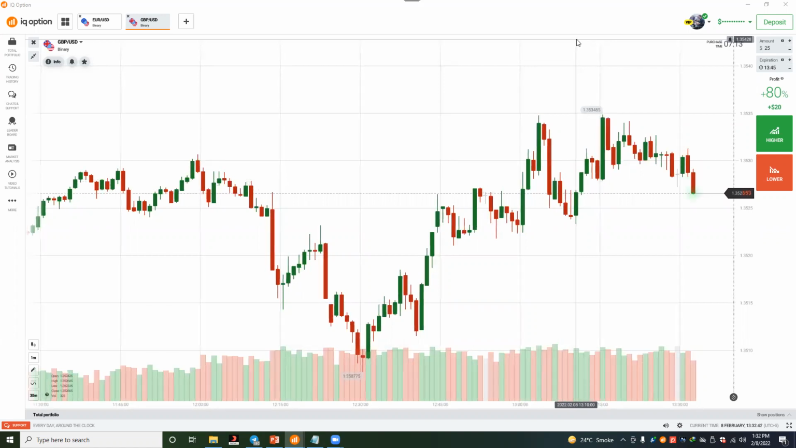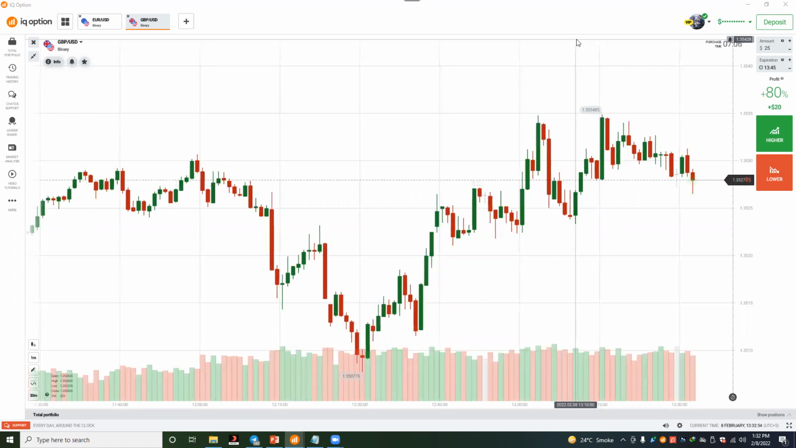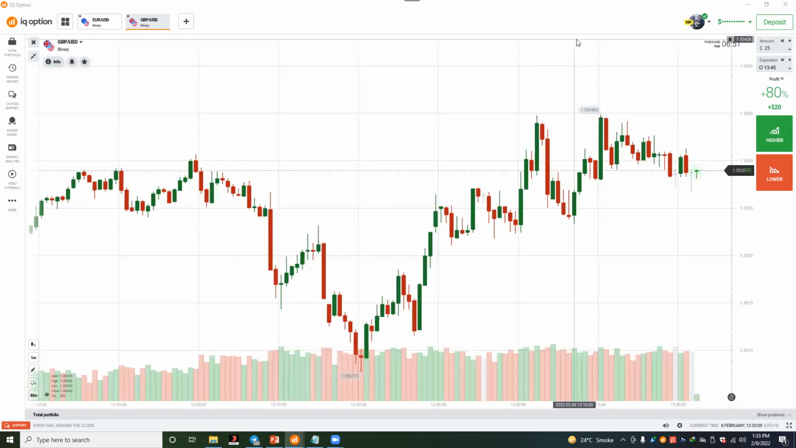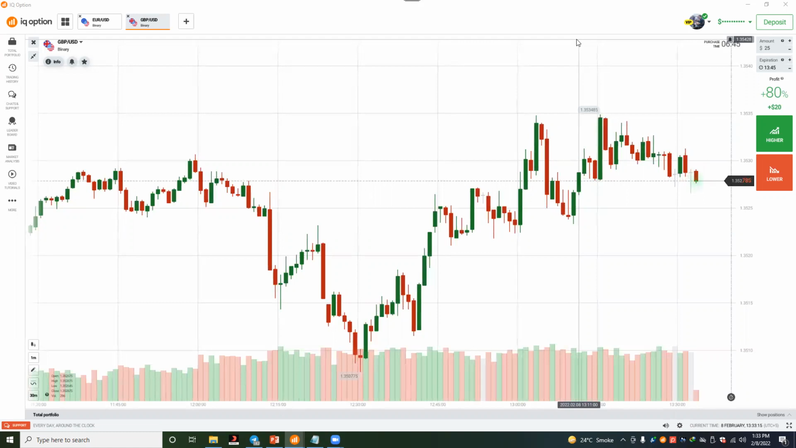In the impulse and correction waves, we need to identify the break of structure waves. So break of structure wave, if you identify, then you will get the level where you will draw, and then you will wait. After some time, when the market reaches that level and breaks or closes above or under that level, then you need to enter for the trade.